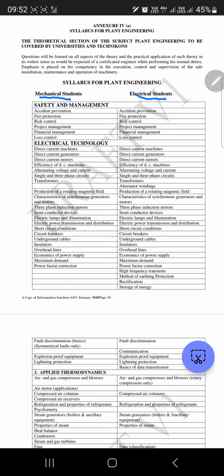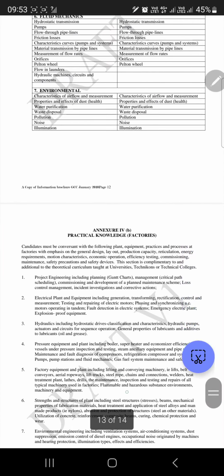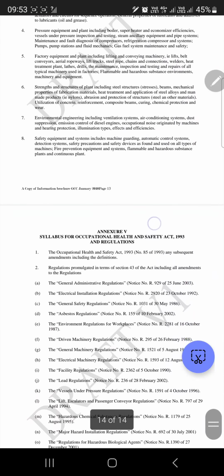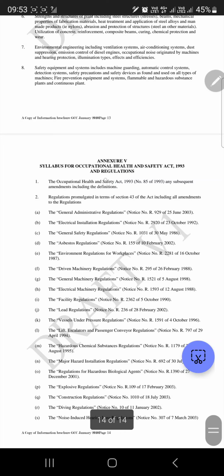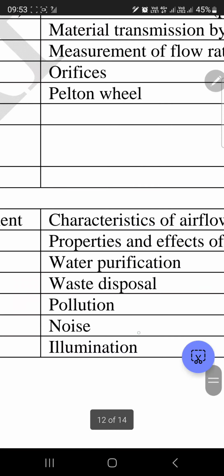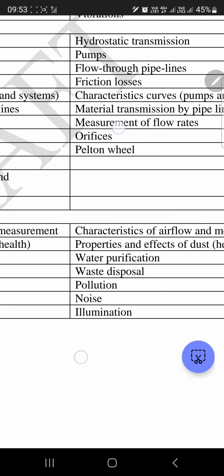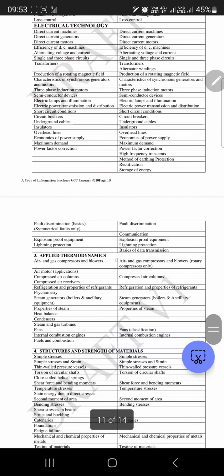So remember, your GCC is split into two papers. You have paper 1 and paper 2. Paper 1 is this one where you do the applications, but paper 2 is the one for laws. Paper 2 is the syllabus for health and occupational safety, where you do all the laws. This is paper 2, and this is going to be paper 1, on this side.